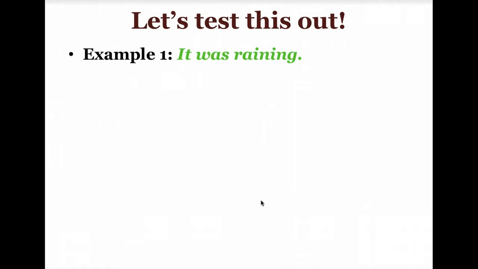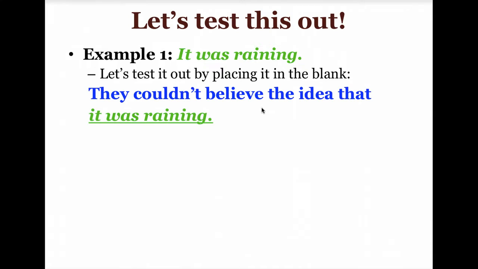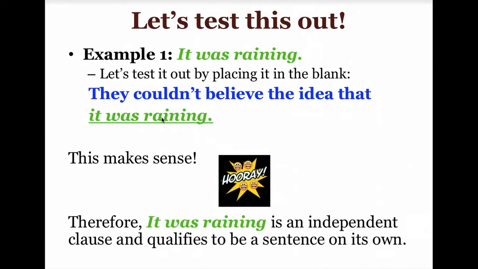Here's an example. I was inspired by the rain. It was raining. So let's test it out by placing it in the blank. It seems kind of short, so you may think, is this really an independent clause? I'm not sure. Let's test it out. They couldn't believe the idea that, we're putting it in the blank, it was raining. That makes sense, right? Totally makes sense. I'm not left thinking like, what? I don't understand. They couldn't believe the idea that it was raining. Perfectly makes sense. That means, hooray, it's an independent clause because it makes sense. That's how I know it's an independent clause. So, therefore, it qualifies to be a sentence on its own.